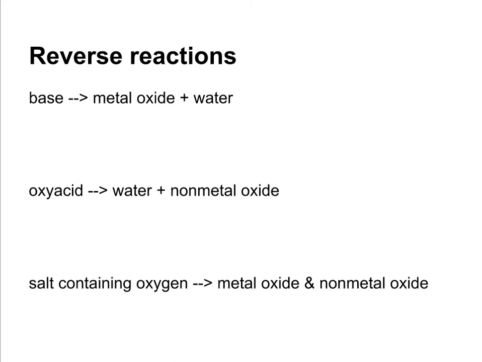The reverse of those reactions is also possible. If we just flip them around, put the products on the reactant side, a base would break down into a metal oxide and water. An oxyacid, or an acid with oxygen, would break down to water and a non-metal oxide. And a salt that has oxygen in it can break down into a metal oxide and a non-metal oxide.